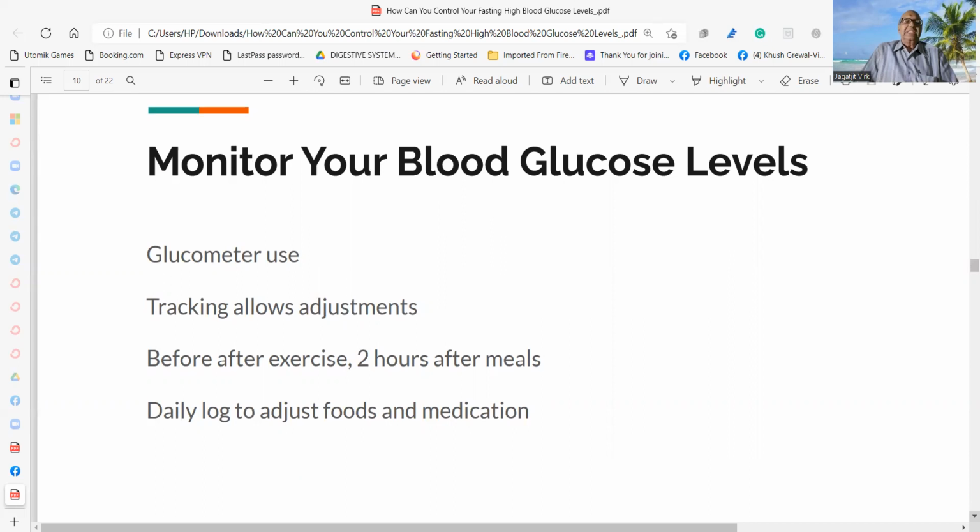Daily log to adjust foods and medications. You can adjust your medication as well when you use your glucometer to know about your glucose levels in the blood.